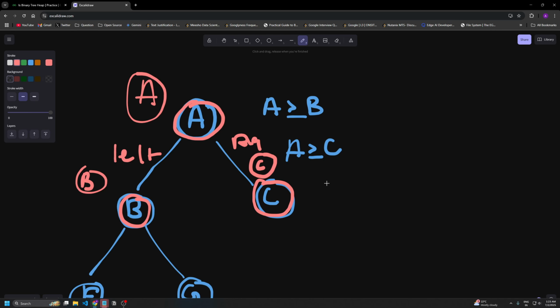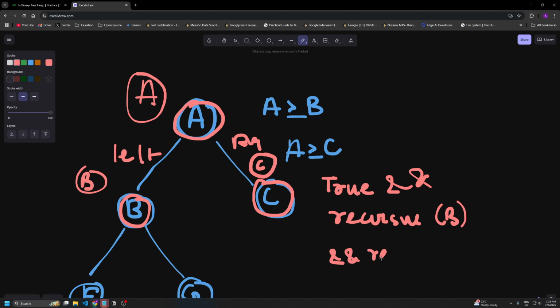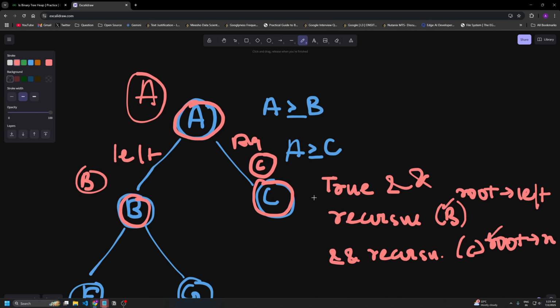And how will this work out eventually? This will work out because the first check will return true, and then we can do an iterative or a recursive call. We can do a recursive call on B and a recursive call on C. B and C are nothing but root left, and this is also root right.